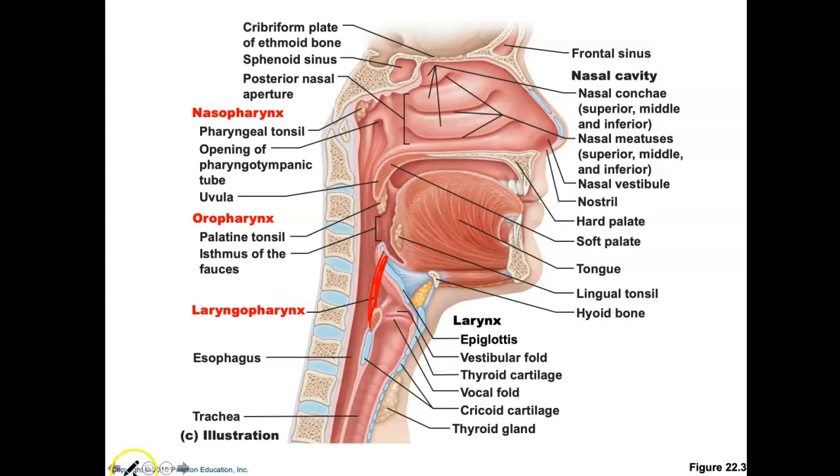This flap right here is going to close off this section of the larynx. This right here is the larynx, all of this. That epiglottis is going to close when you swallow so that food can only go down the esophagus.